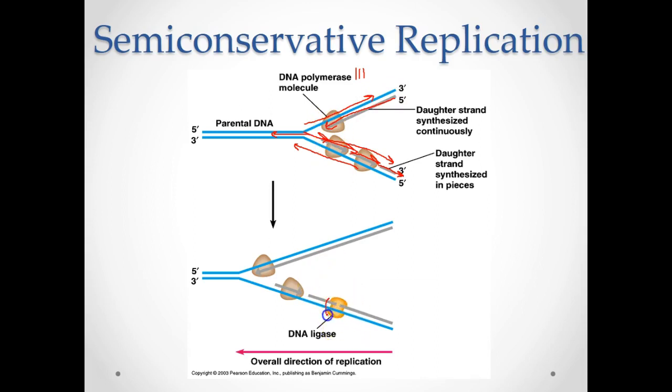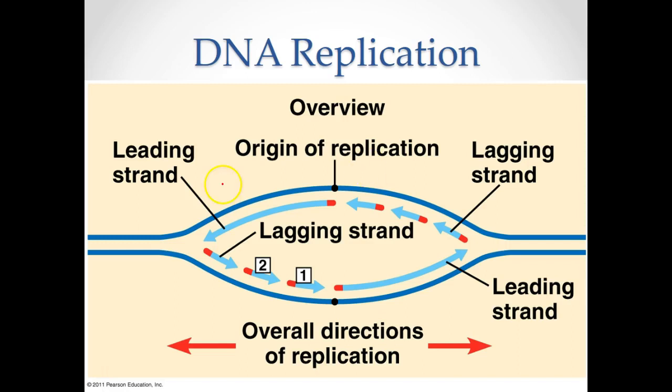Remember, we said DNA ligase is the enzyme that comes in and will actually weld these fragments together. So DNA ligase will weld this together, then skip ahead, weld that together, skip ahead, weld it together, and so when we're done, we'll have a continuously made strand, but we would have made it in smaller fragments. This shows you the same thing.